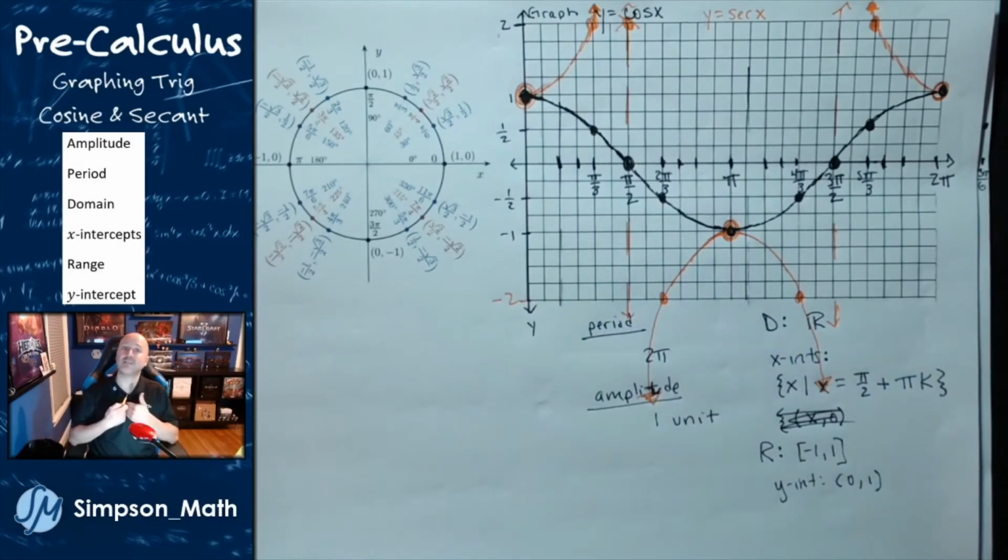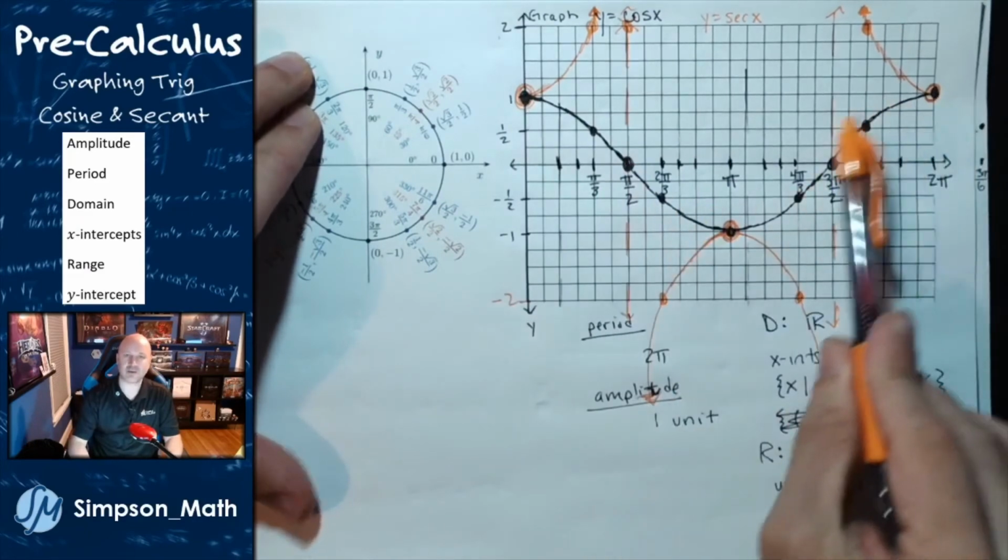If I was asked on like a quiz to graph secant, I myself would first sketch out cosine, and then in a different color, switch over and graph the reciprocal. And then maybe I would go through and like erase the cosine.